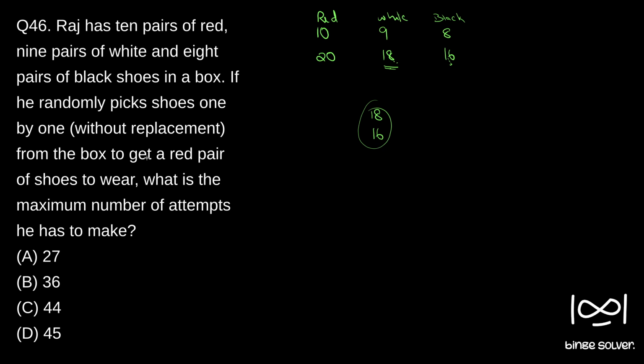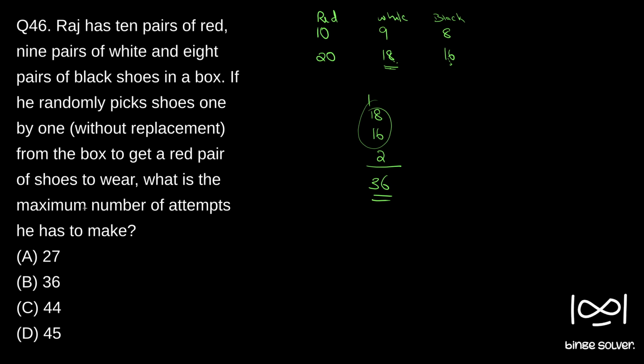Since he wants 2 shoes to be a pair, he needs to pick up 2 shoes to get one red pair. So this is the minimum number he has to pick to ensure that when picking up randomly, this will ensure at least one pair of red shoes. So what is this number? 18 plus 16 is 34, plus 2, 36. So 36 is the number of attempts.